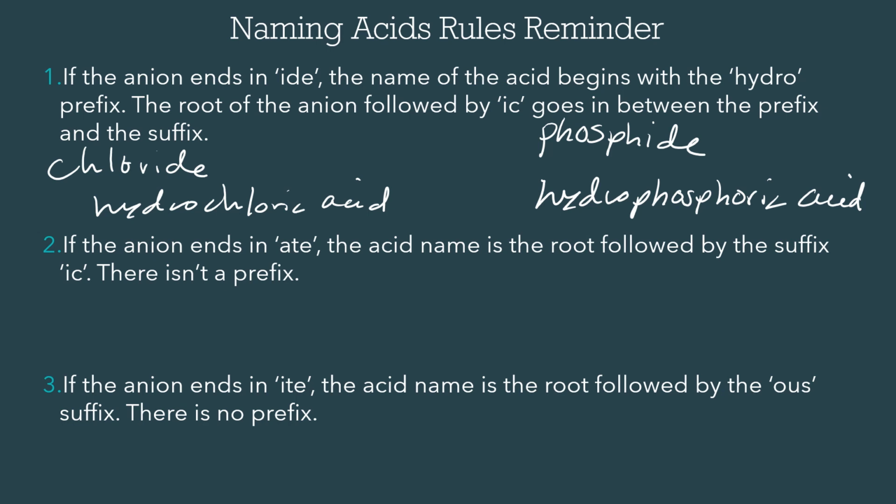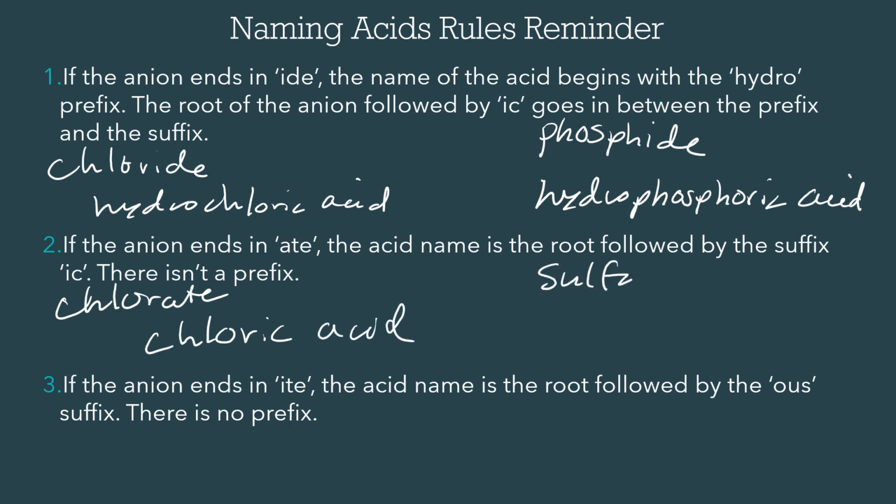If it ends in "ate", like chlorate, perchlorate, sulfate, borate, arsenate, it becomes "ic acid" at the end. So let's say a chlorate ion becomes chloric acid. If it was a sulfate ion, it becomes sulfuric acid. If it was a phosphate ion, it's phosphoric acid.